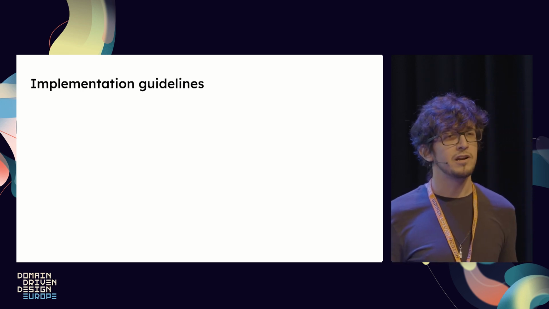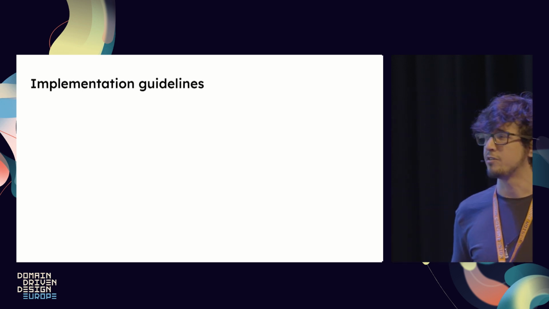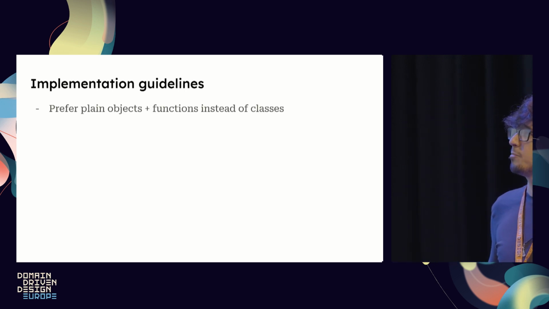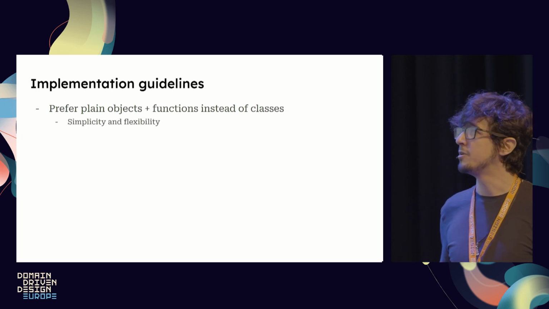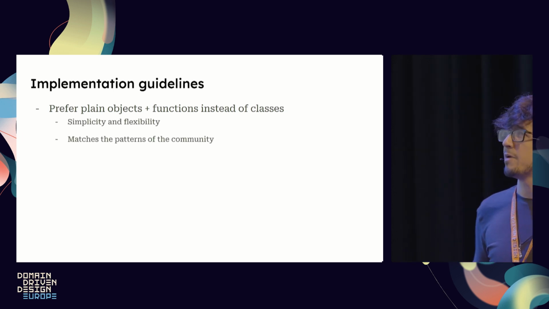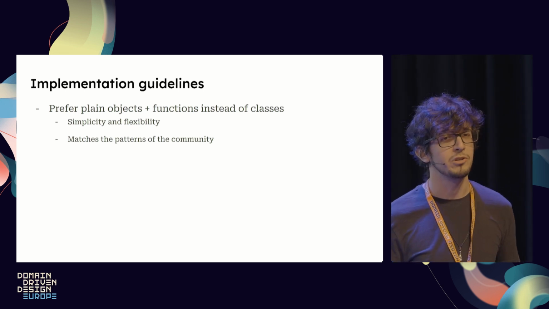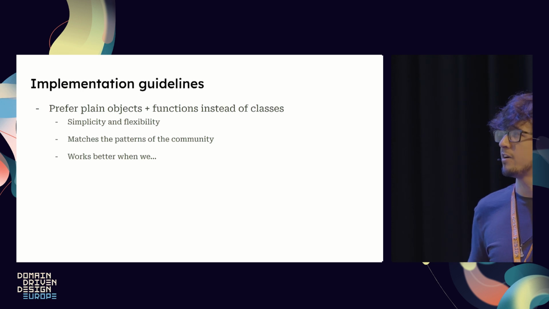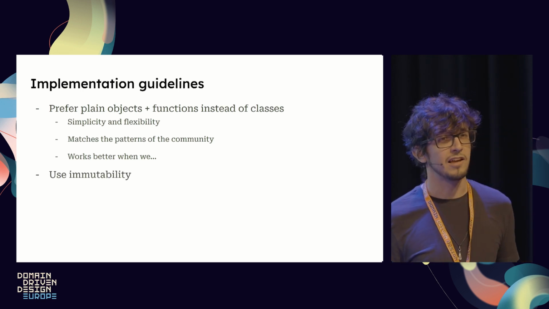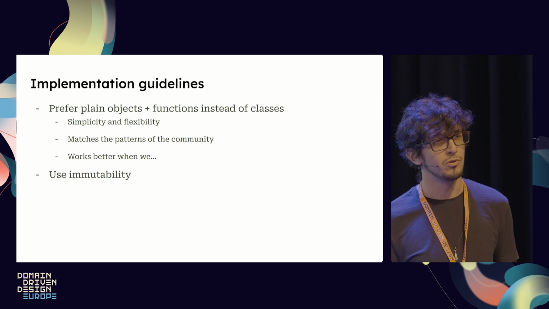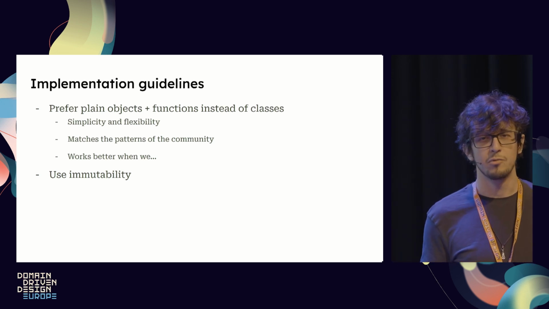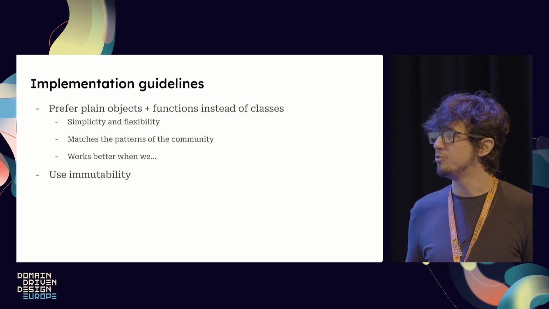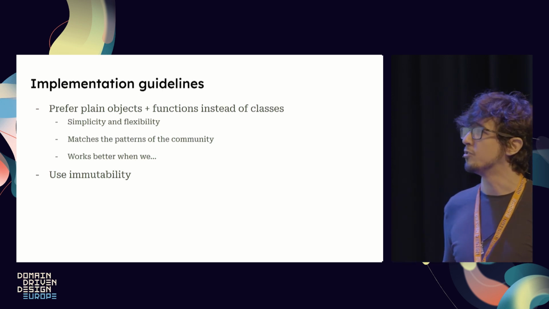So that was an example, but there are some implementation guidelines that I like to follow when implementing the permissive and the validated aggregate. Prefer plain objects and functions instead of classes, because they're simpler, more flexible, and they match the pattern of the community. Most of the front-end community right now does not use classes to represent concepts. It also works way better with immutability. When you want to generate a new version of an immutable variable, you can just spread the variable like we usually do with simple objects. So, in order to use immutability, it's better to prefer plain objects and functions.